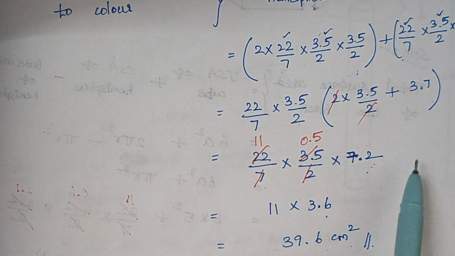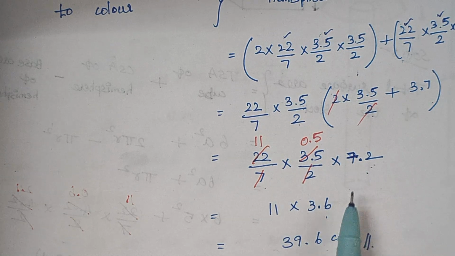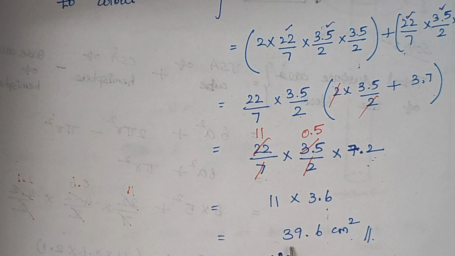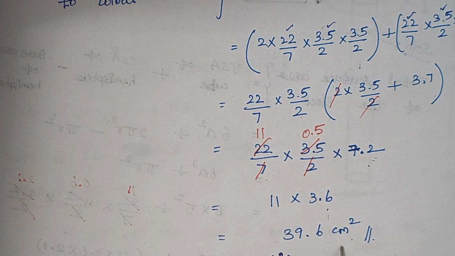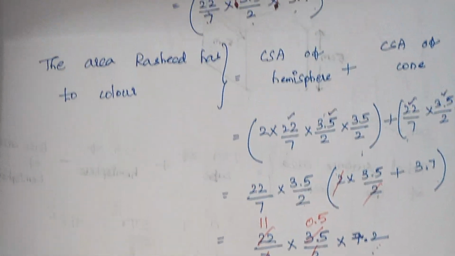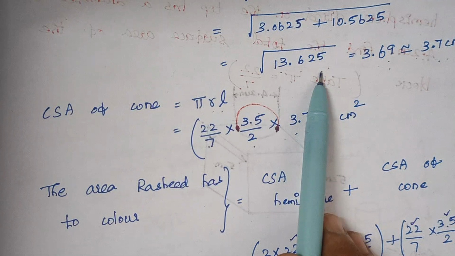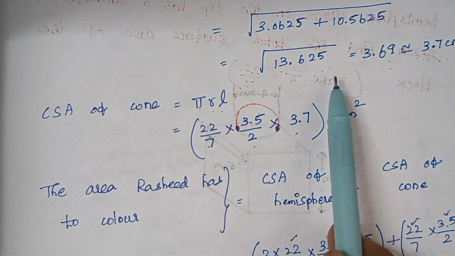Again when you multiply and simplify, 11 into 3.6, that is these two give 3.6, and finally here we end up with the answer as 39.6 centimeter square. Right. So always remember to write the units then and there. And now let me show you how to take the square root for this number. Right. So here we have to take the square root, right? So let me show you how to take the square root here.